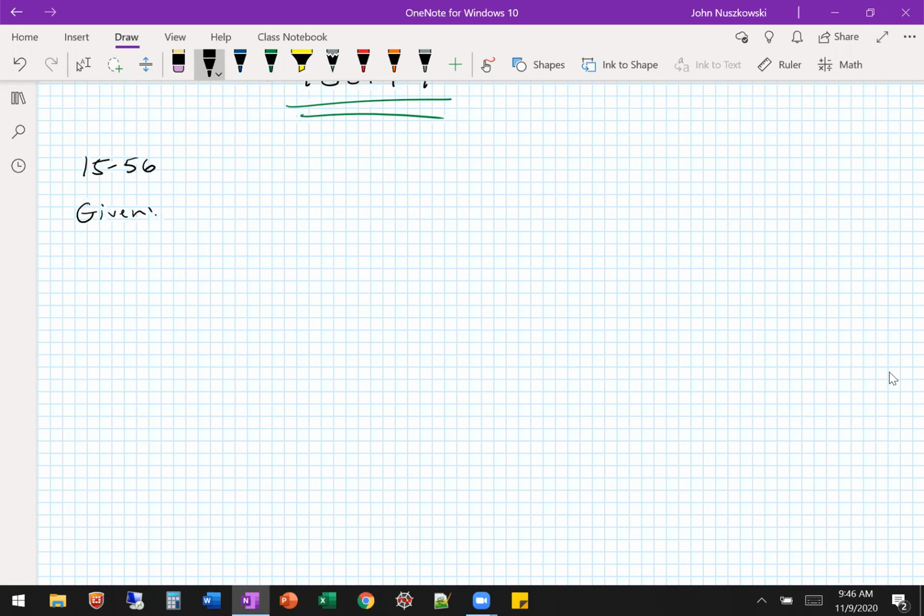Okay. All right. So we're given liquid propane, which is C3H8. We have the air, temperature of the air is 12 degrees Celsius, which is 285 Kelvin. We have the temperature of the fuel. It's 25 degrees Celsius, which is 298.